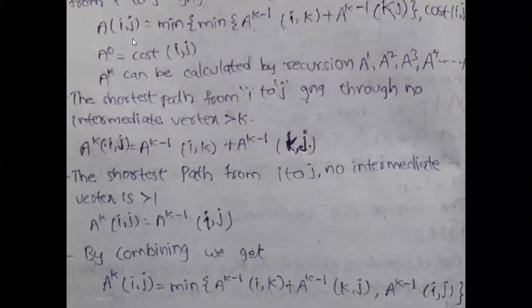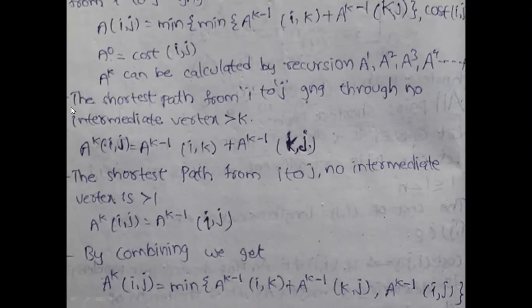So A of I comma J is the minimum of A power K minus 1. That is, taking the intermediate vertex K, A power K minus 1 of I comma K plus A power K minus 1 of K comma J, against the cost of I comma J. Here A power 0 is the cost of I comma J. A power K can be calculated recursively.